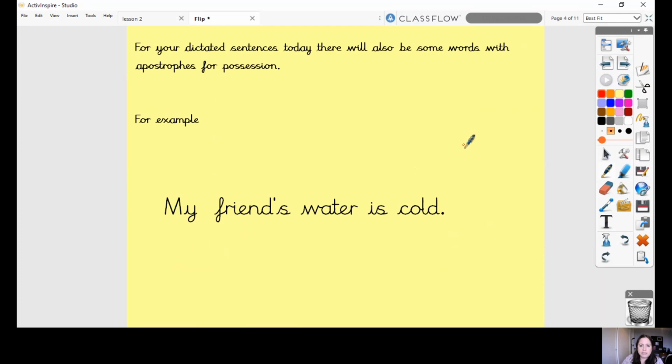Okay, today we're also going to be using some apostrophes for possession. So don't forget, this is where we're saying that something belongs to somebody else. So here I can see it's my friend's water. So the water belongs to the friend. Okay, there will be some of those today. Don't forget, it's apostrophe S and we don't join.